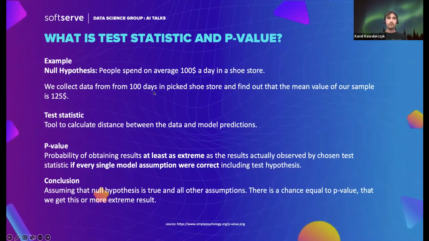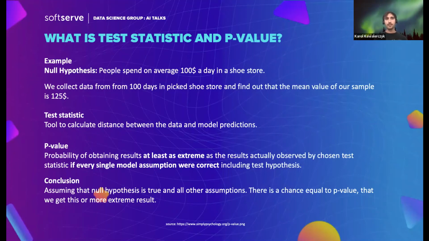The conclusion from the data we collected, going back to our example, is that assuming the null hypothesis is true and all of the other assumptions, there is a chance equal to the p-value, and here's where the p-value fits, that we get this or a more extreme result.